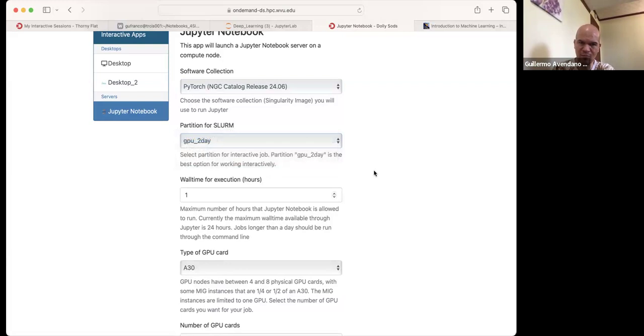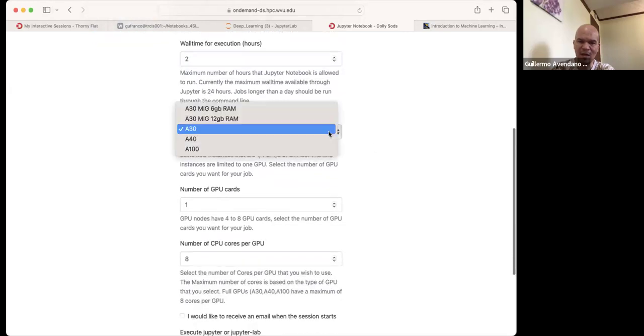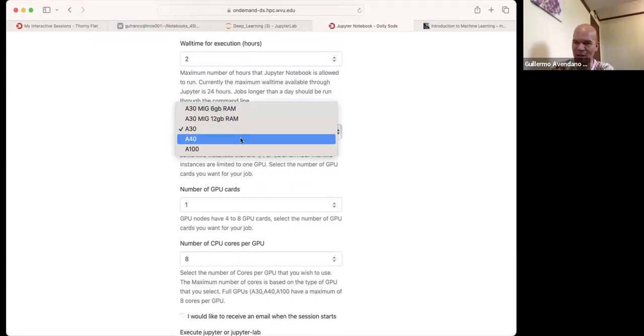So this is the 2-day partition. I will be asking for, let's say, 2 hours here. I don't have that much time. And I have here, forget about this. This is for another purpose. Most people would like to have an entire GPU.